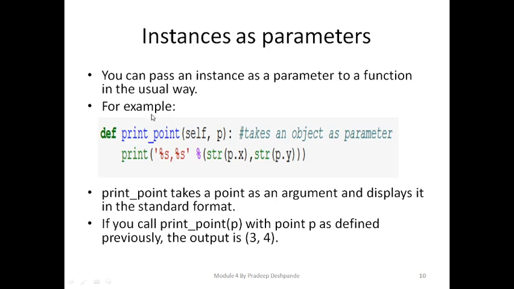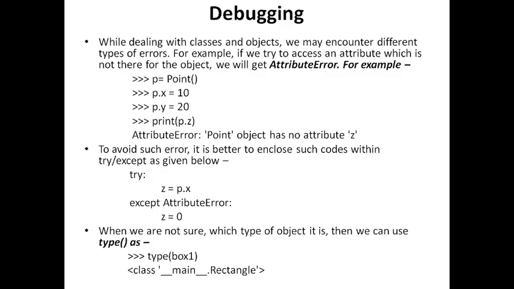Then instances as parameters. Okay, we can also pass objects as instances, nothing but objects here. We can also pass the object as a parameter to the function here. So we can see here, define print_point(self, p). This p is nothing but an object of the class Point. So here print '(%s, %s)' % (str(p.x), str(p.y)). This is just to say that we can also pass the instance as a parameter.